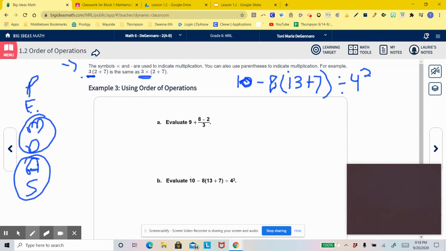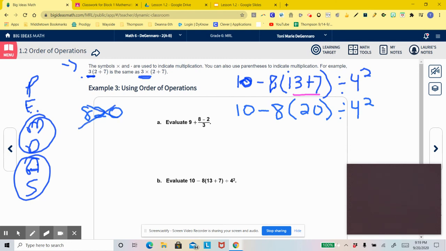So we're going to rewrite it, and if you're still needing to underline things, you can. So you're going to rewrite 10 minus 8. I'm still keeping the parentheses because remember the number next to parentheses means multiplication. So I'm going to write 20 and then divide by 4 squared. Now, if you didn't keep those parentheses, it would look like this, and we don't want that because it's not 820, it's 8 times 20. So that is a no.